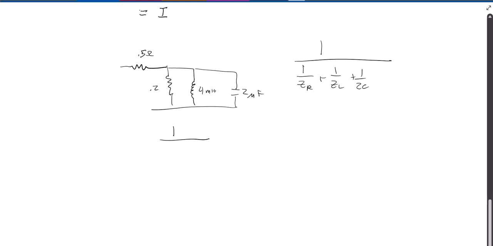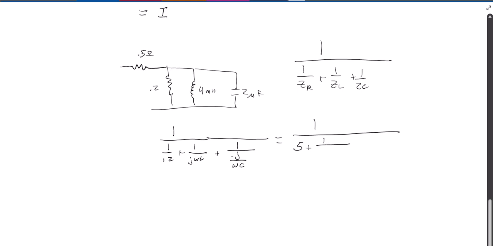So that would be 1 over 0.2 plus 1 over j omega L plus 1 over minus j over omega C. That's the same as 1 over 0.2, which is 1 over 1/5, so 5, plus 1 over j, which is the same as having minus j in the numerator. I don't know if I showed this before, but 1 over j, if I multiply by j over j, you get j over j squared. j squared is minus 1, so j over minus 1 is minus j.